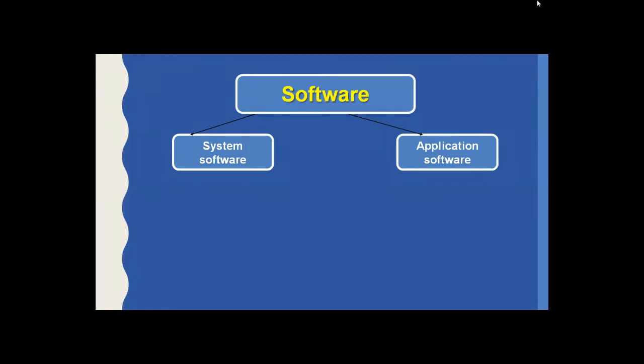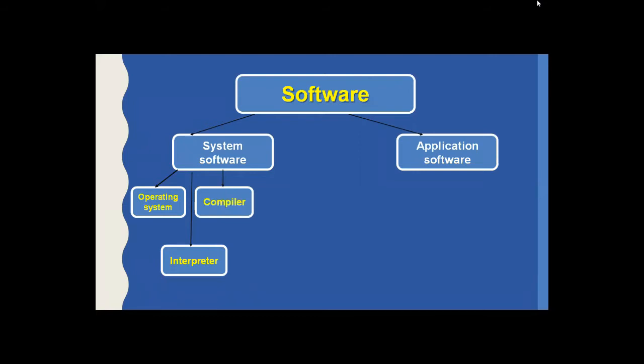System software is further classified into five categories. The first one is operating system. The second one is interpreter. The third one is compiler. The fourth one is drivers. And the fifth one is assembler. These all are the five further classifications of system software.